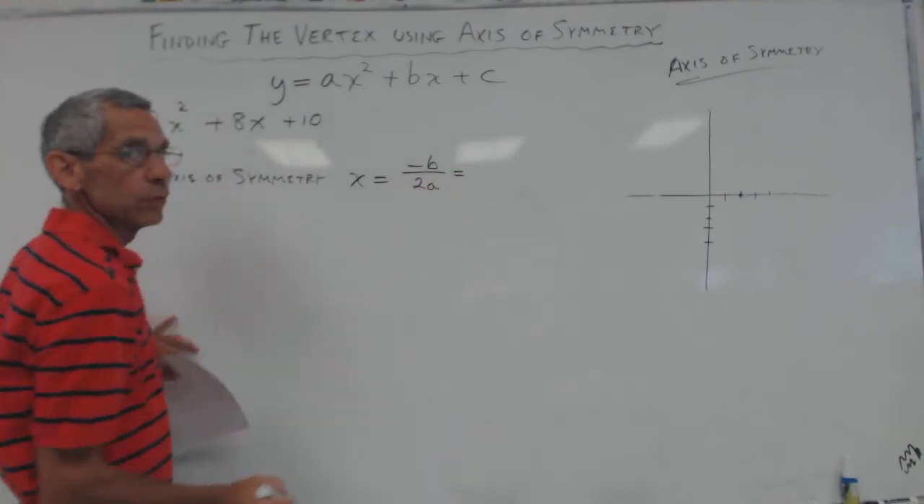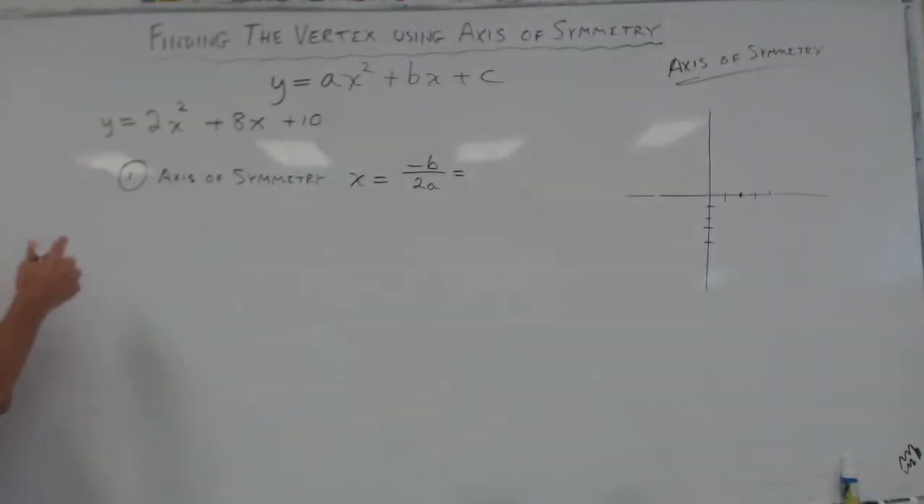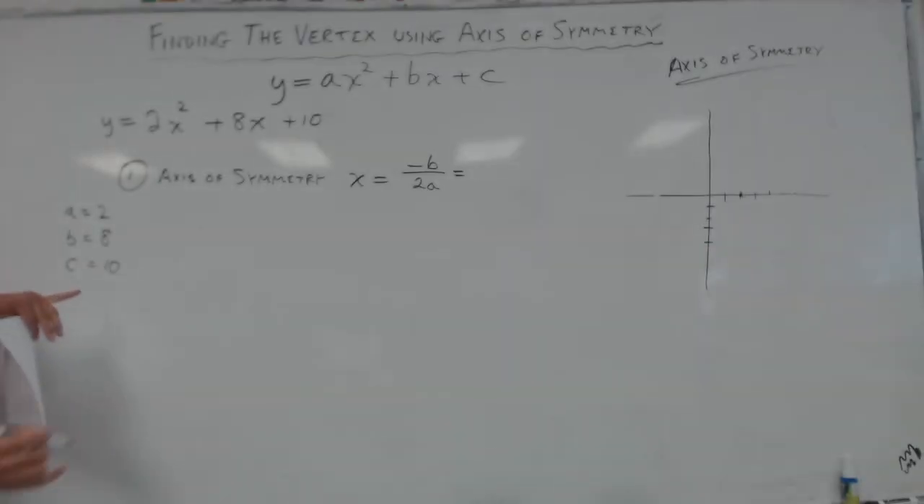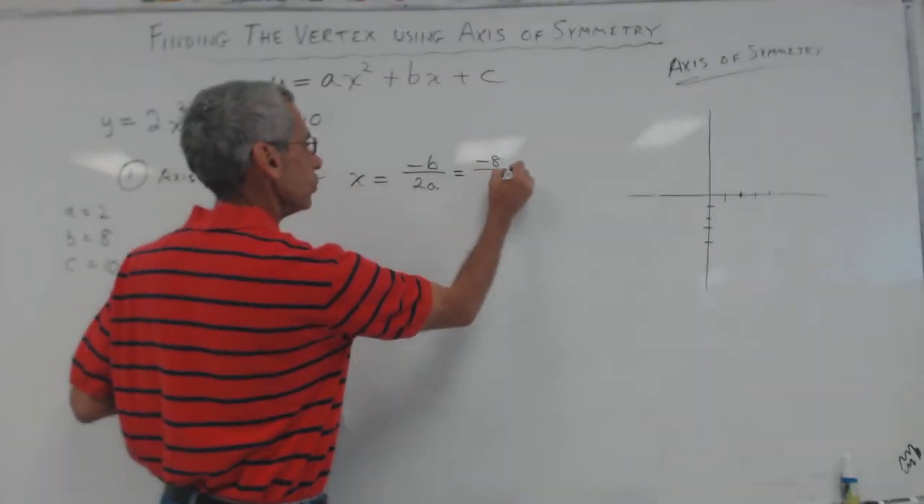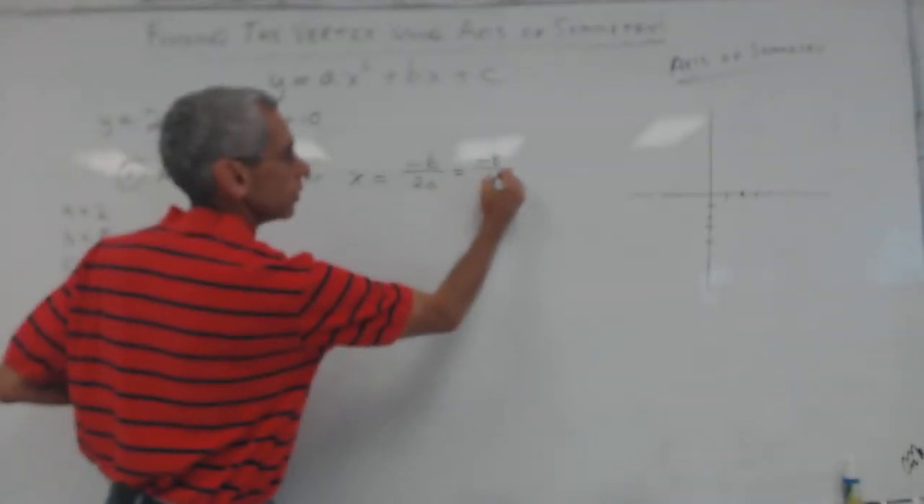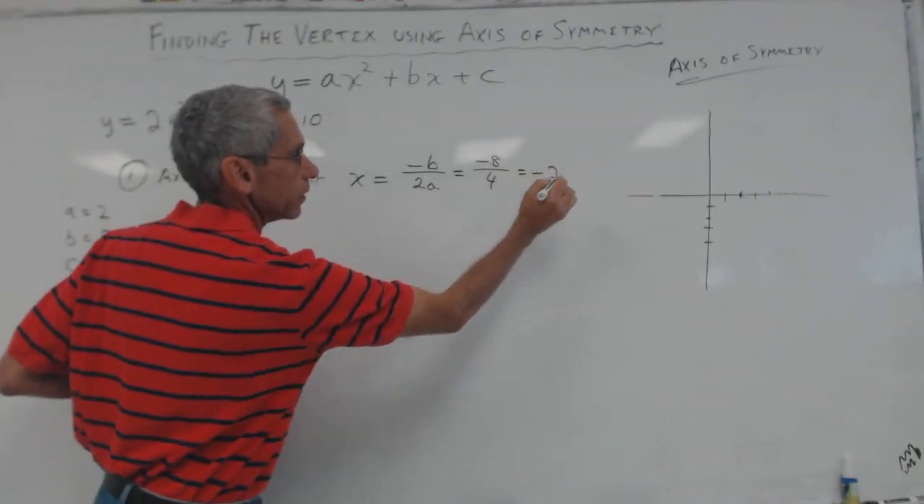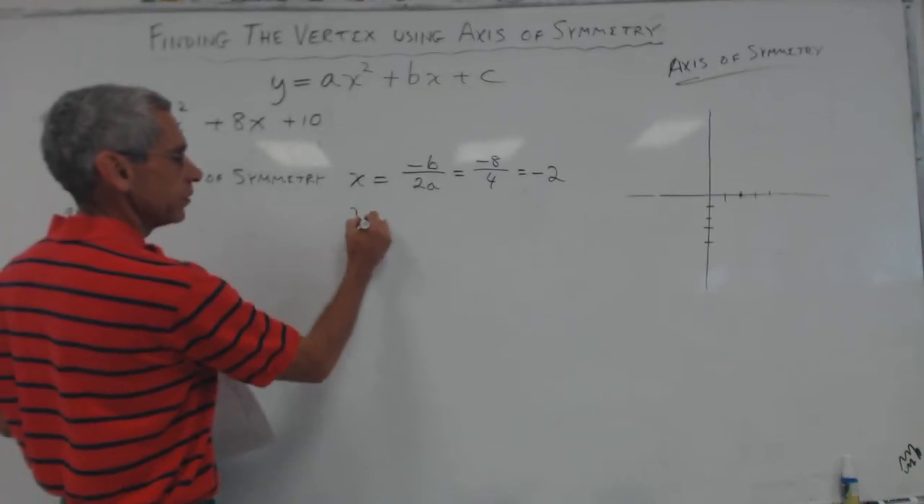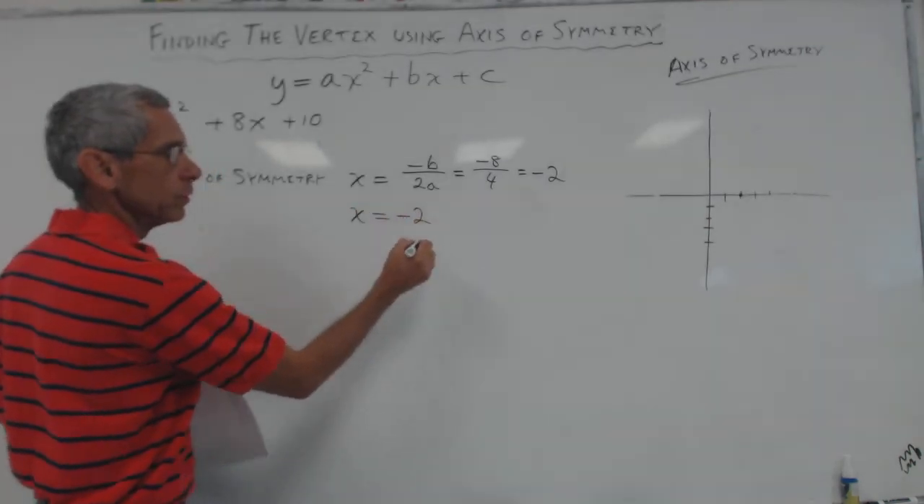What would I put? What's my a? A equals 2. My b equals 8. And my c equals 10. So now what would I put? Negative b, negative 8, over 2 times 2, which is 4. What does that give me? Negative 2, right? Everybody with me? So now my axis of symmetry is x is equal to negative 2.